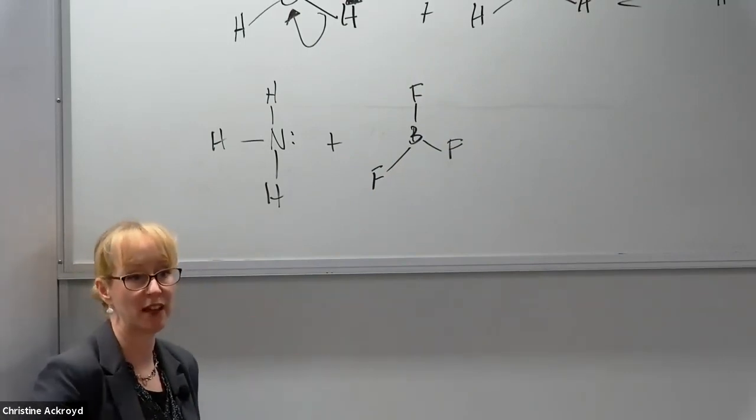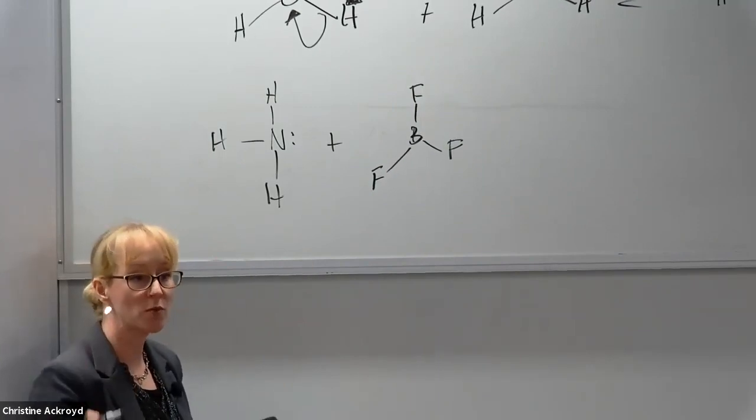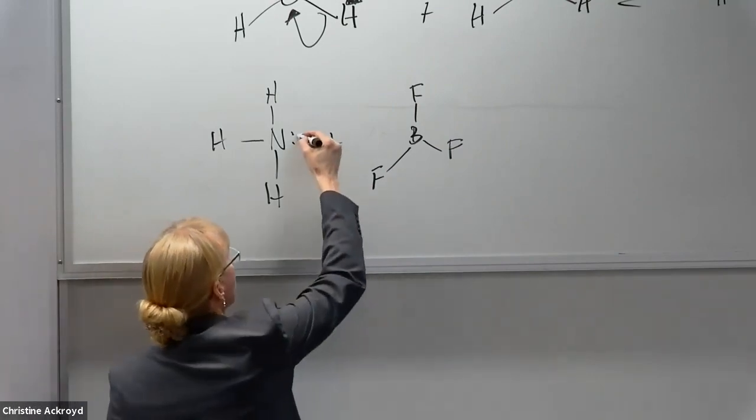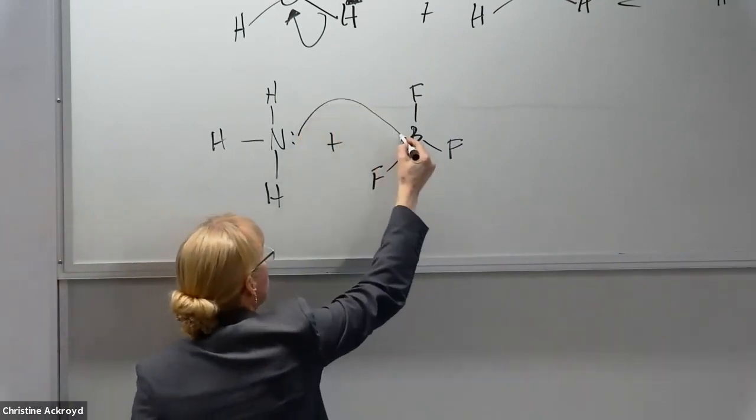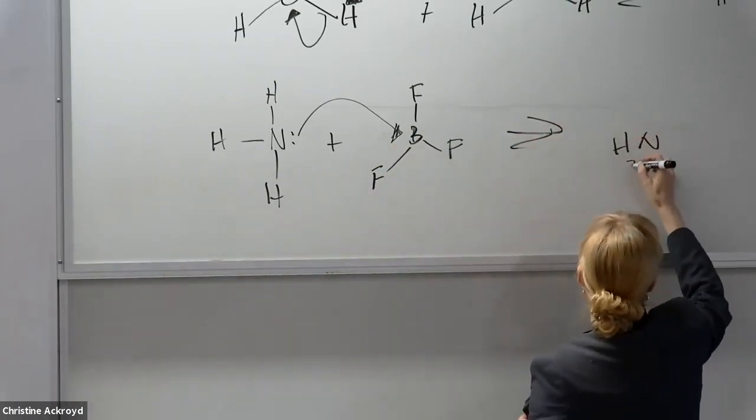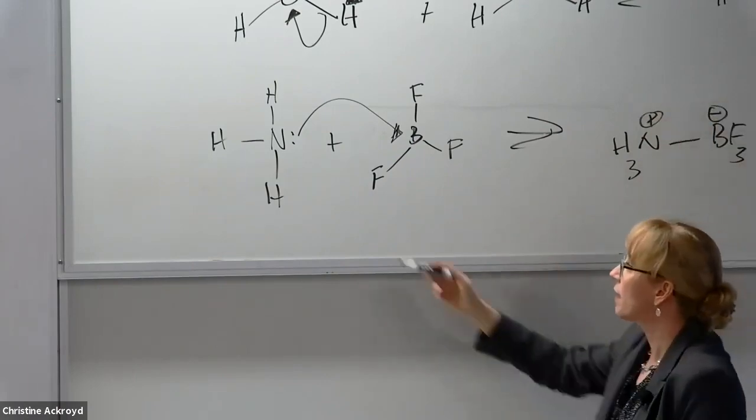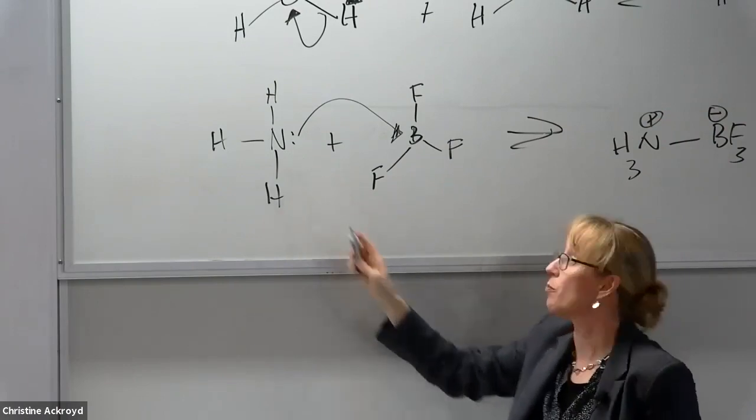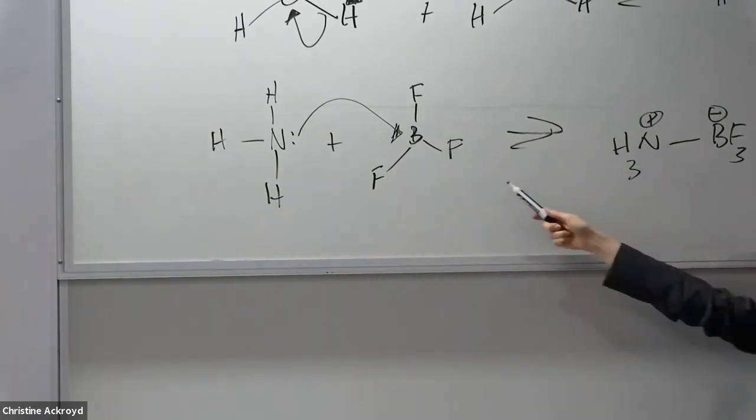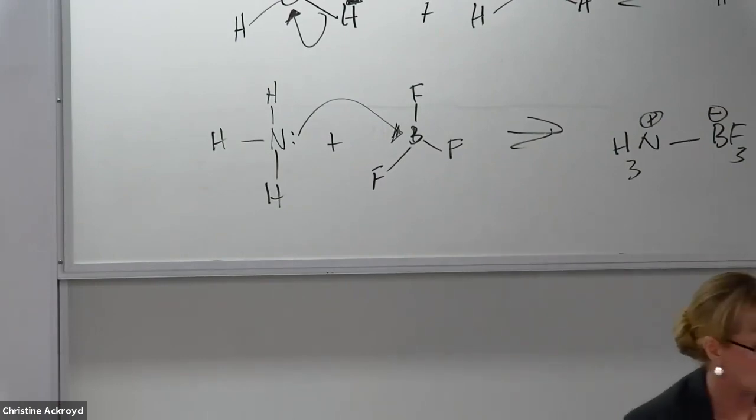Okay, tell your neighbor how the arrows are going to go. You start with the lone pairs, and put the lone pairs where they're going to form a bond to the boron. Okay, if nitrogen is neutral, when it donates a lone pair, it's going to have a positive formal charge. If boron was neutral, when it accepts a bond, it's going to be negative. So you end up with that product. Back to the screen.